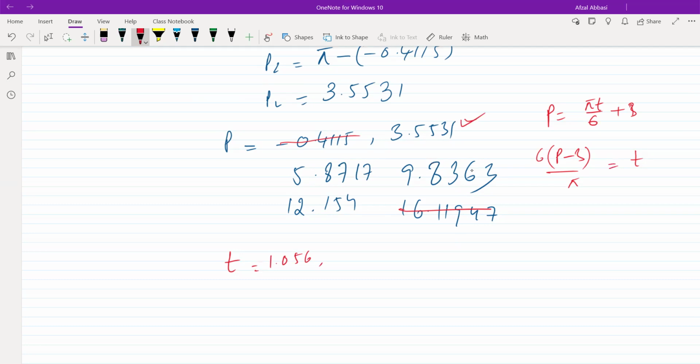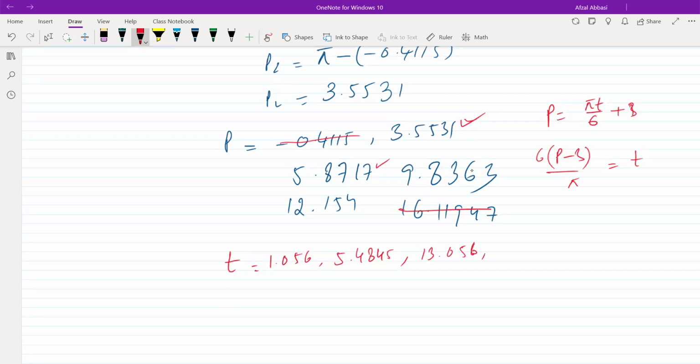Then I'm taking the second value, which is 5.8717 minus 3 times 6 divided by pi. So it gives me 5.4845. This is also done. Then 9.8363 minus 3 times 6 divided by pi gives me 13.056.